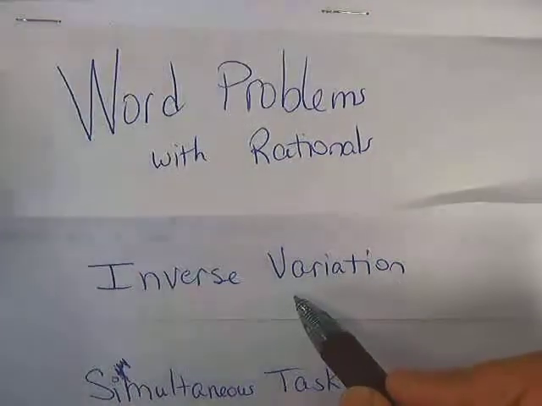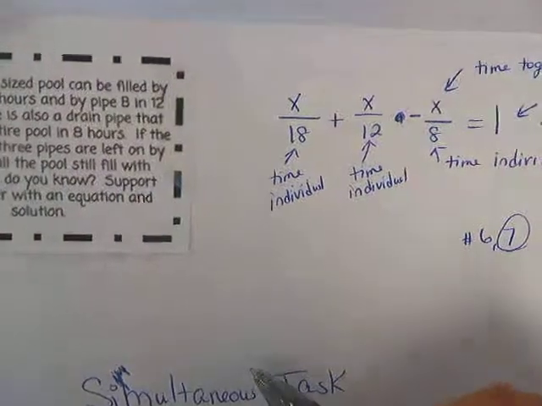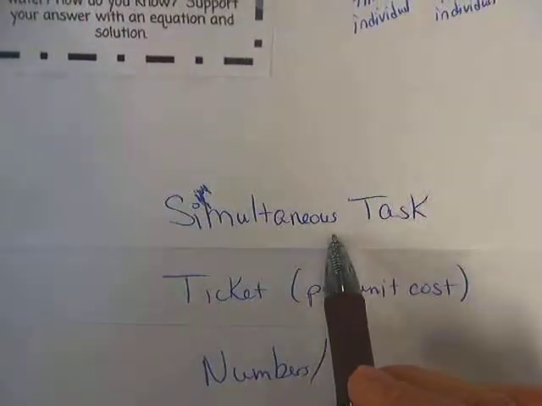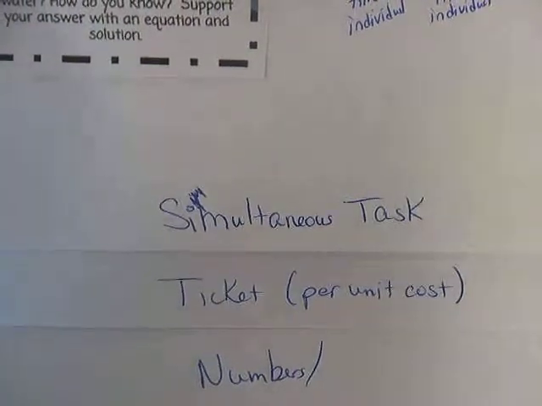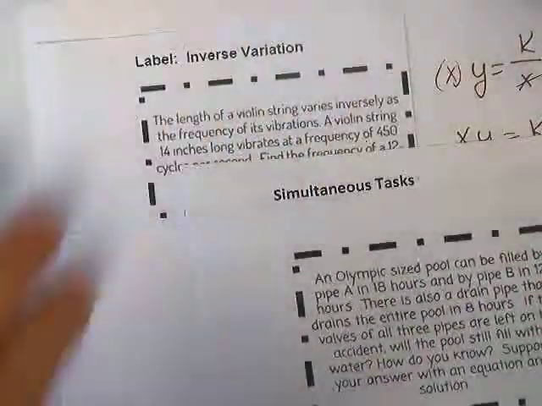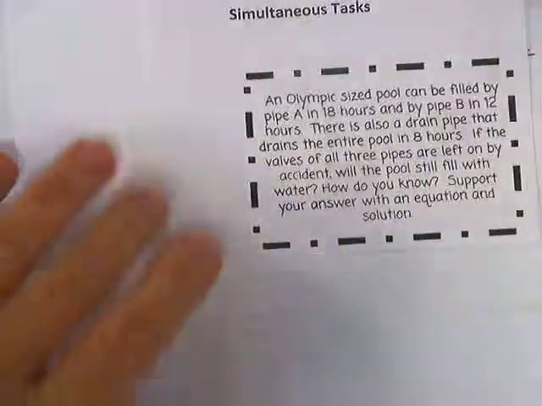Okay, our second tab, coming back to over here, we did our inverse variation. Next one is simultaneous tasks. So let's take a look at the problem we have here. Oops, let's make this so you can see.